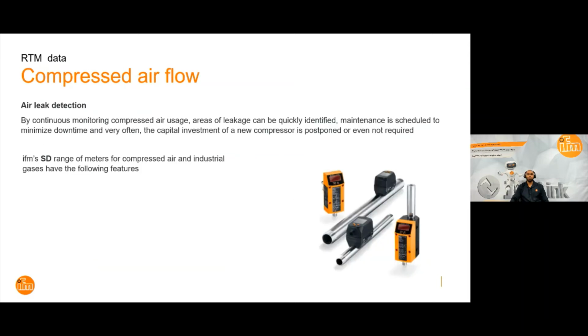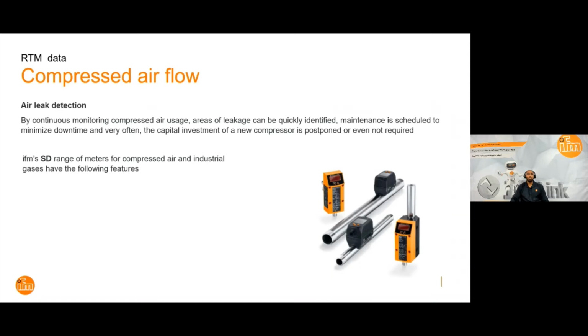The next type of data is compressed airflow. In order to prevent a leak, we first need to detect it, right? So by continuous monitoring of compressed air usage, areas of leakage can be quickly identified. Maintenance is scheduled to minimize downtime, and very often capital investment in a new compressor, or repairs of a compressor, can be postponed or not even required.